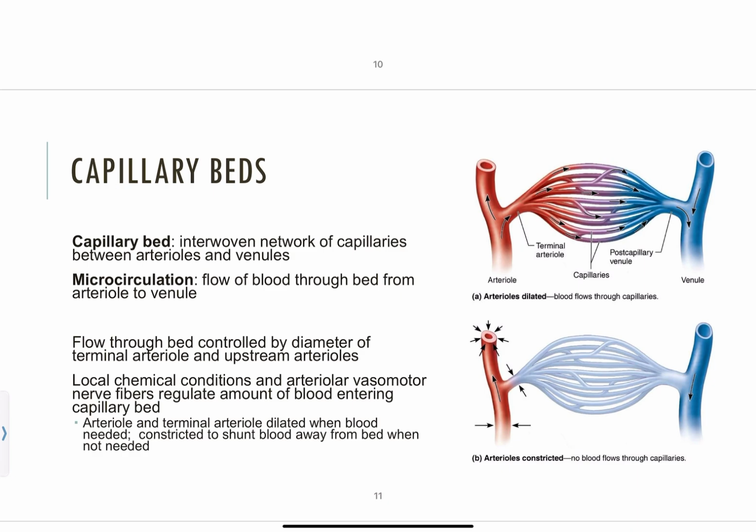We also have those vasomotor nerve fibers from our autonomic nervous system that can also help adjust the arterial tone based on our physiological needs.